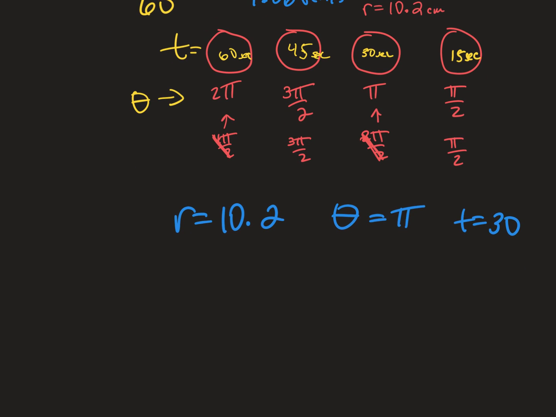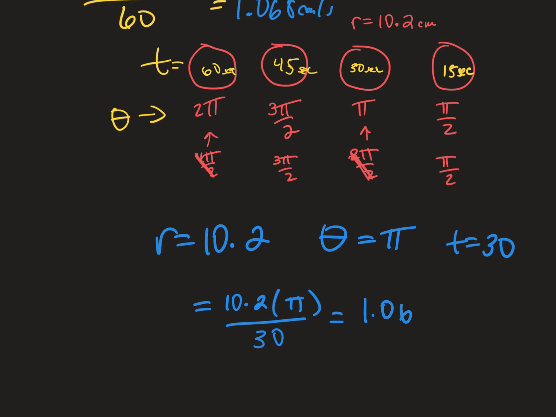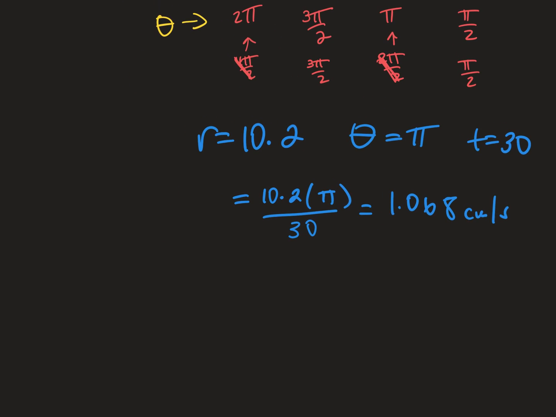Good. So, again, we're going to find linear speed. So it's 10.2 times pi this time divided by 30. What do you guys get? You got 1.068 again? Yeah, we got the same thing. Huh, okay. Well, let's see what happens if we go 3/4 of the way around.